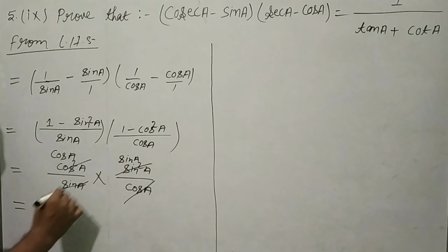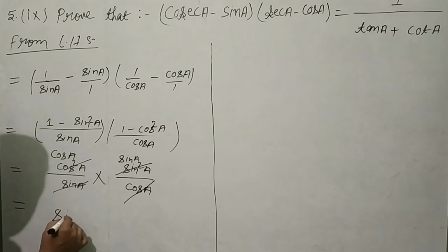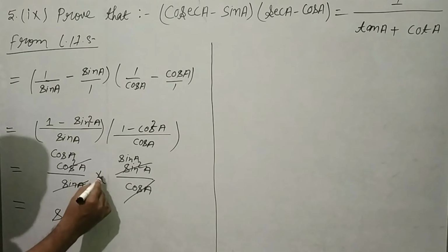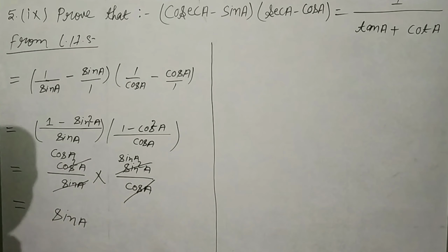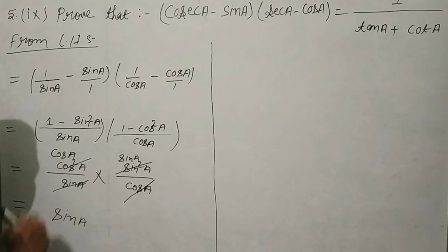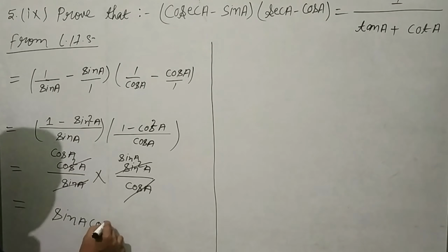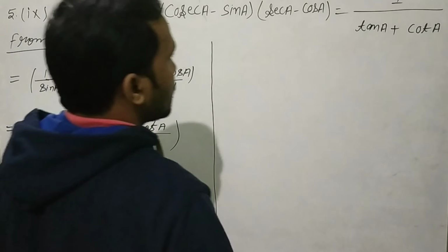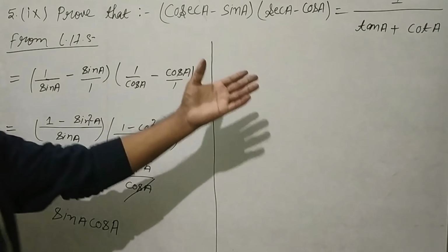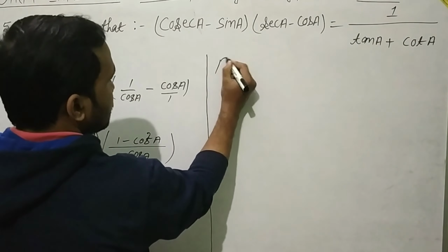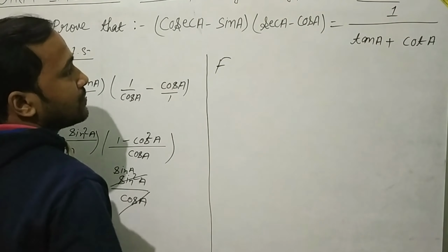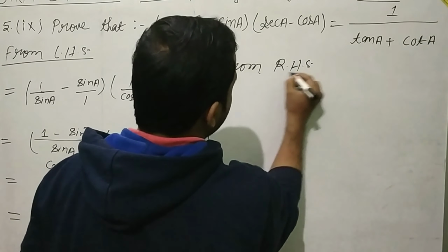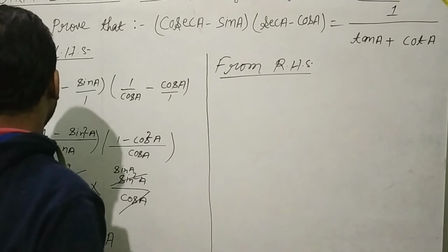So now we have what? Sin A into cos A. Here is sin A and here is cos A, and the multiplication sign is present in the middle of these terms. So we will get sin A and cos A. Now we will solve from RHS. It's not too hard a question.